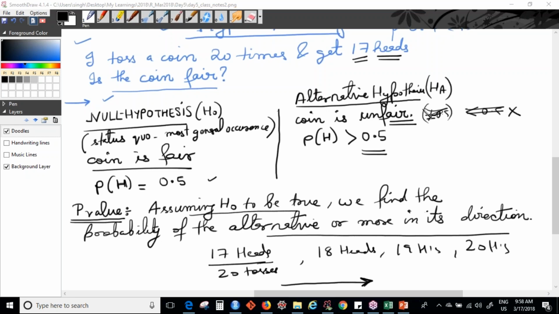No, Ankit, the null hypothesis is always the status quo. So your status quo is always that the coin is fair. You never see a coin which is unfair, right? Do you? So your status quo is that the coin is fair.